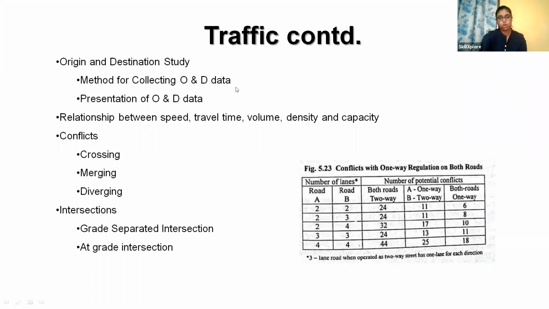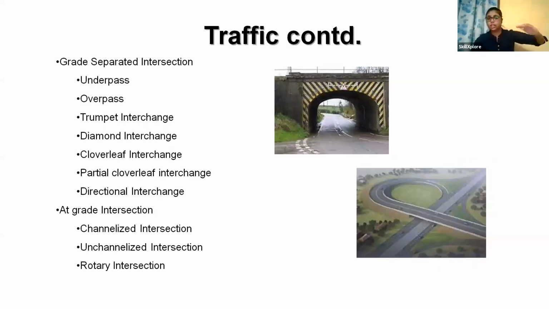So that will be there. We'll discuss that. And then intersections. There will be horizontal intersections and grade intersections, and each of these will be addressed separately. If it is a grade separated intersection, then there will be underpass, overpass, trumpet interchange, diamond interchange, cloverleaf interchange, partial cloverleaf interchange, and directional interchange. One by one, we'll address all these intersections.